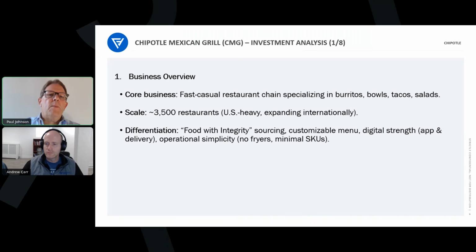All right, so quickly, core business: fast casual restaurant chain specialized in burrito bowls, tacos, and salads. Love that. I was like, boom, done. About 3,500 restaurants.